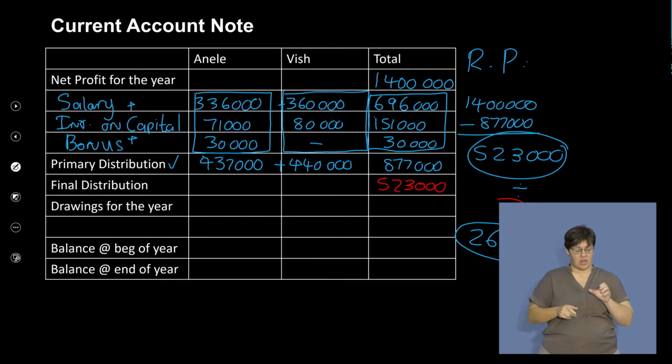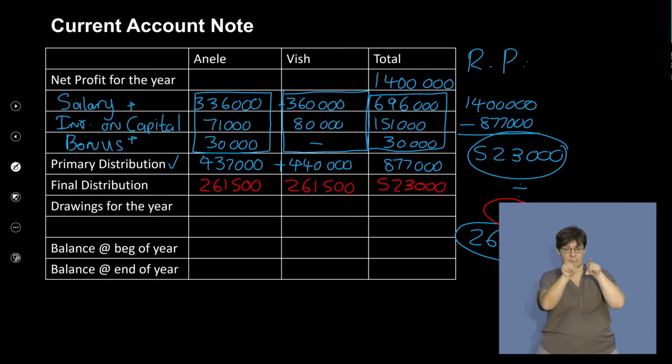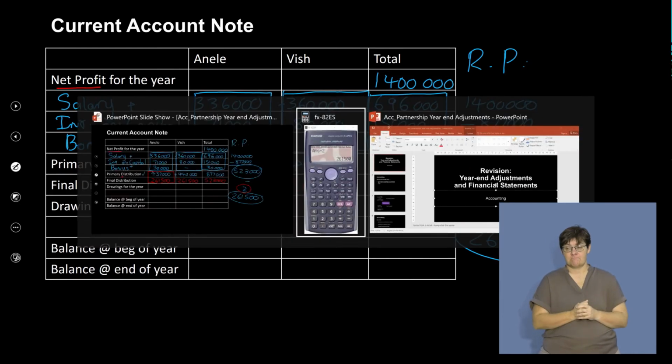523,000 was shared equally between the 2 partners. So each partner's share of remaining profit, 261,500. Okay, right, now that that's done and dusted, let's now look at, in total, what was Anele's share of the remaining profit as well as her primary distribution. What was her share in total of the net profit? So I'm now taking primary distribution plus final distribution. So let's do that quickly.